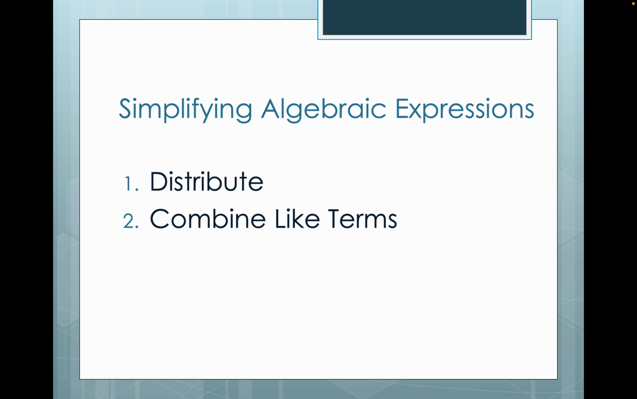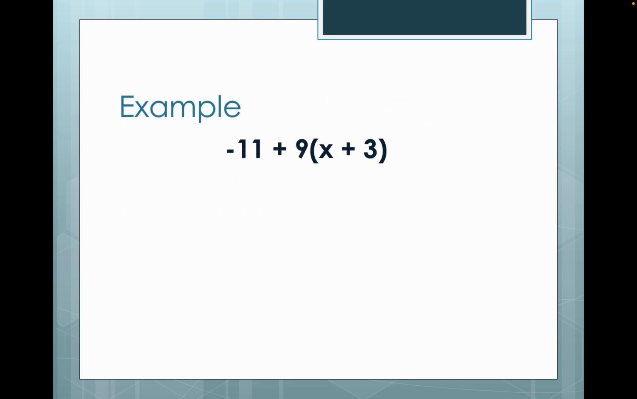If there is a part of the expression that needs something distributed, you will do that first as step 1, and then after that distributive property is complete, you will combine like terms as you learned previously. Let's look at a first example.